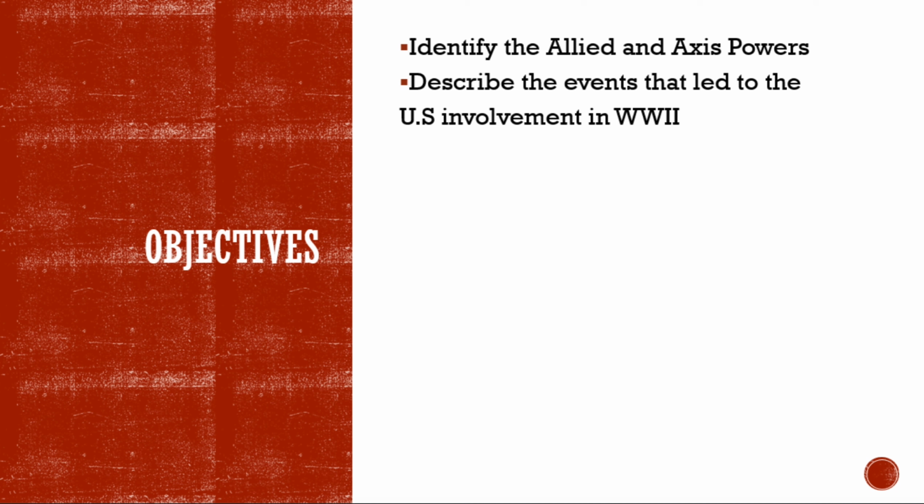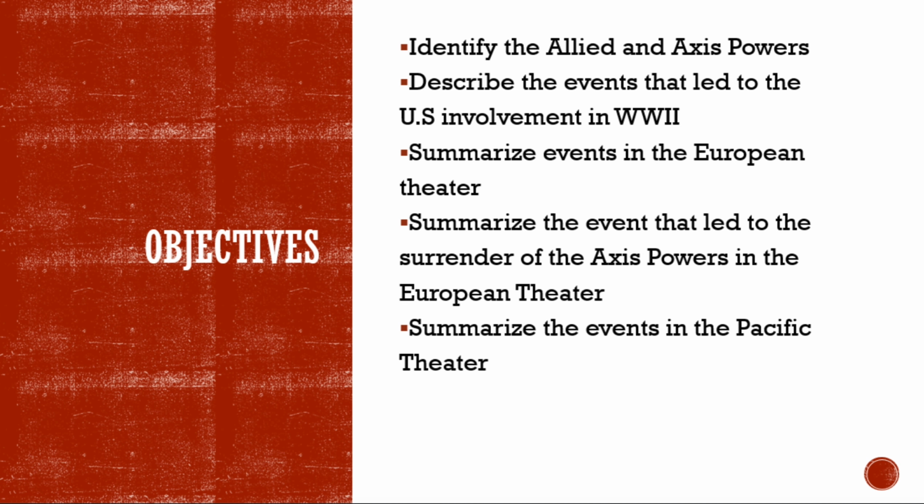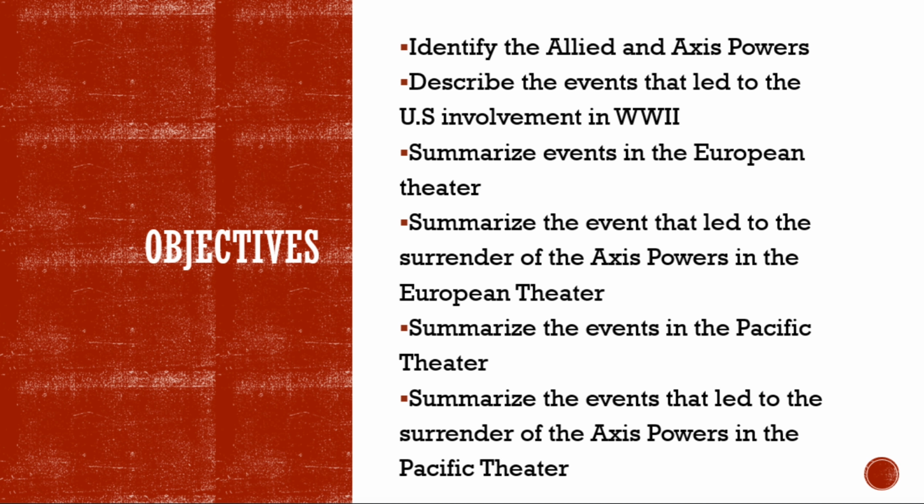The objectives. By the end of this video, you should be able to identify the Allied and Axis powers, describe the events that led to U.S. involvement in World War II, summarize events in the European theater, summarize the event that led to the surrender of the Axis power in the European theater, summarize the events in the Pacific theater, summarize the events that led to the surrender of the Axis powers in the Pacific theater.